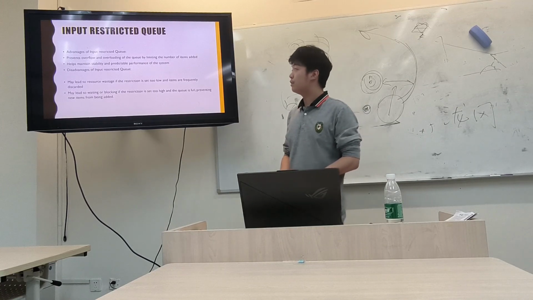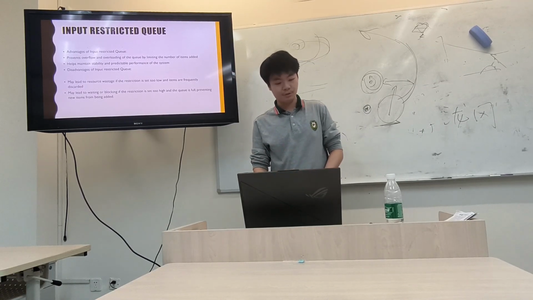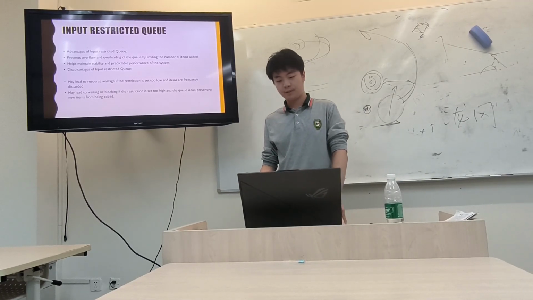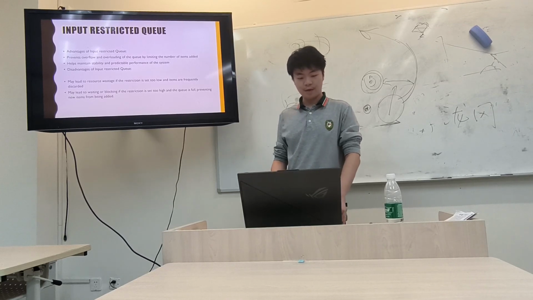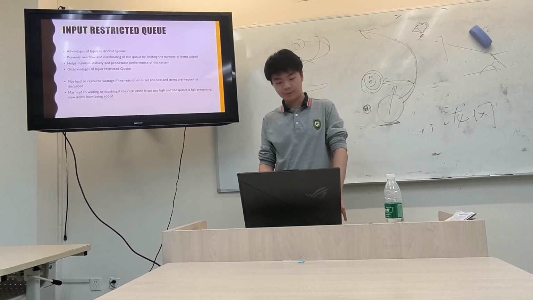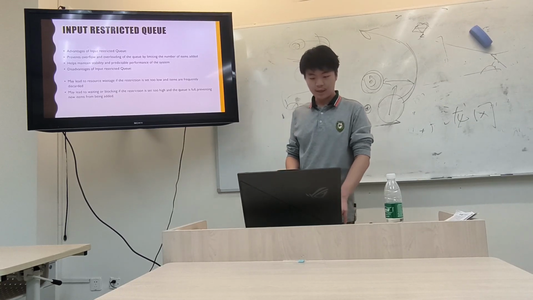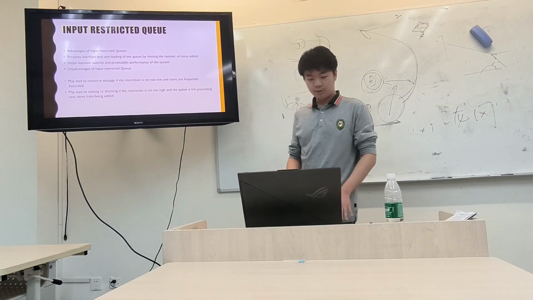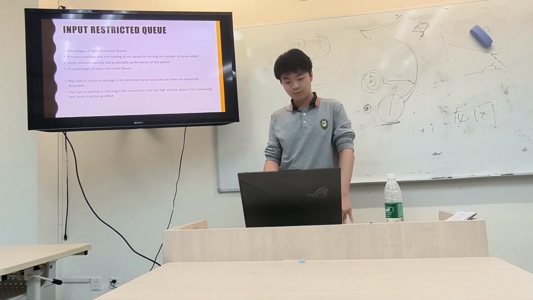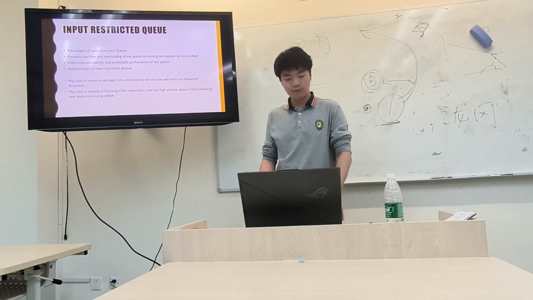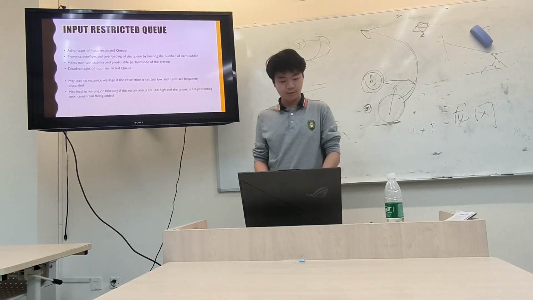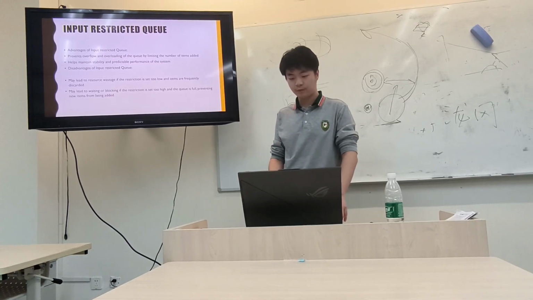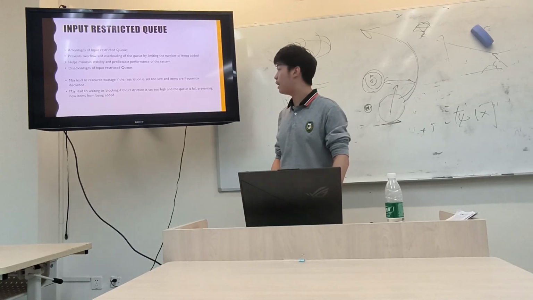The advantages of the input restricted queue are, first, it prevents overflow and overloading of the queue by limiting the number of items added, and it helps maintain stability and predictable performance of the system. The disadvantages are that it may lead to resource wastage if the restriction is set too low and items are frequently discarded. It may also lead to waiting or blocking if the restriction is set too high and the queue is full, preventing new items from being added.